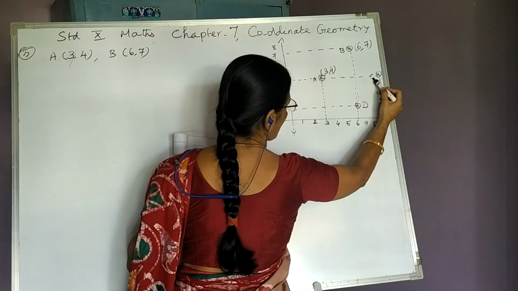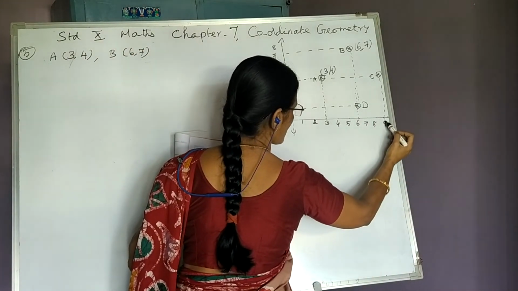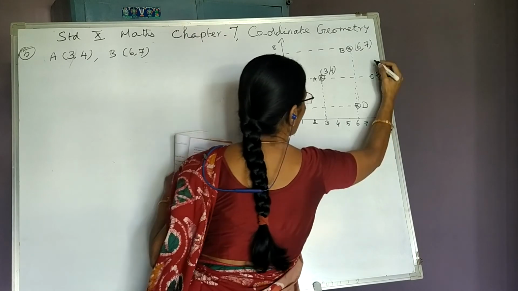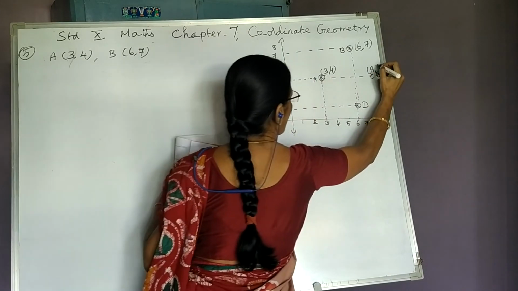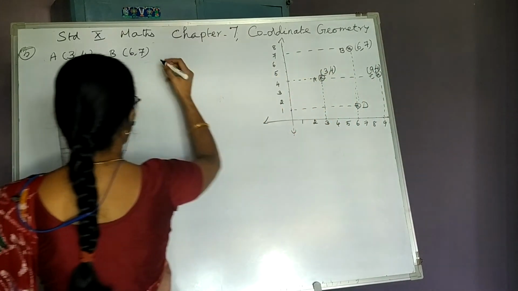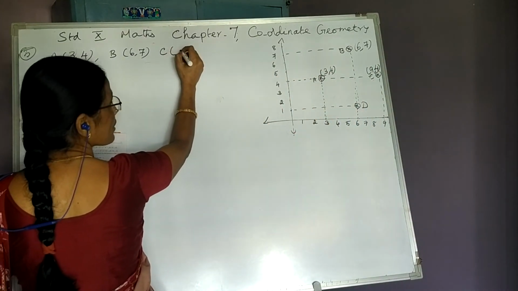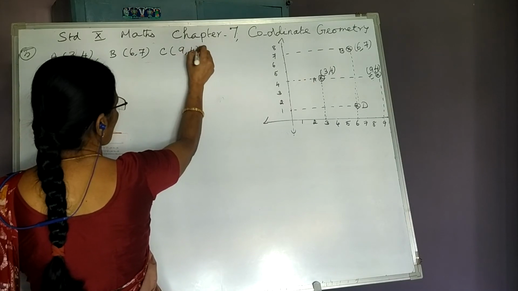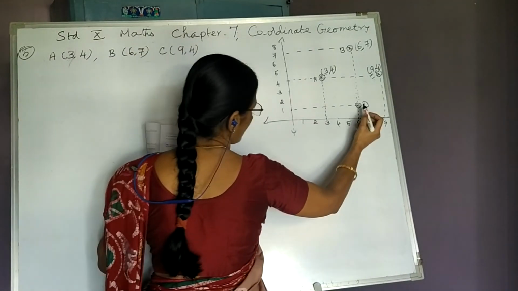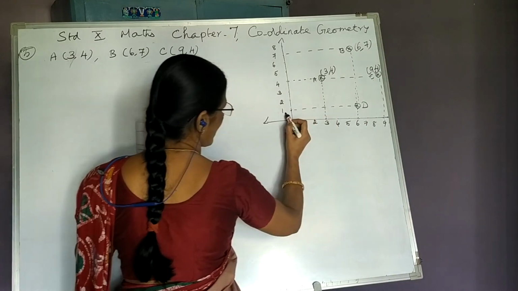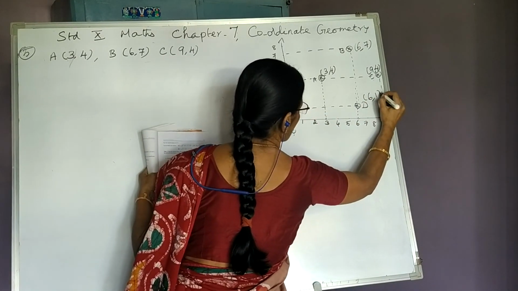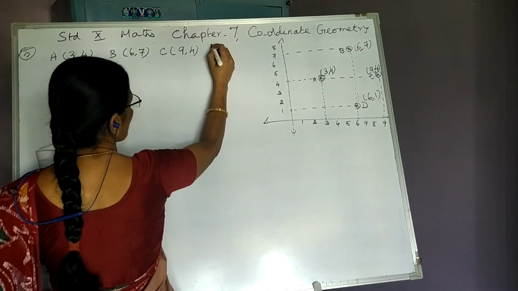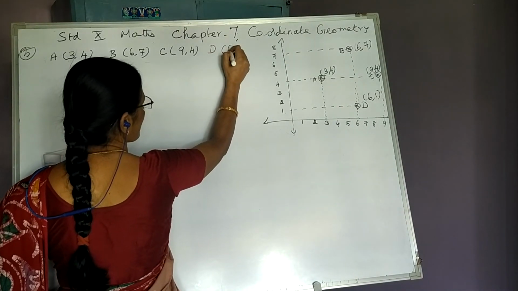Then comes C. C is joined with the x-axis perpendicularly. It meets at the number 9. It meets the y-axis perpendicularly at the number 4. Therefore, C is (9, 4). Similarly, D is joined with the x-axis and y-axis. It meets the x-axis at the number 6 and the y-axis at the number 1. Therefore, the coordinates of D are (6, 1).